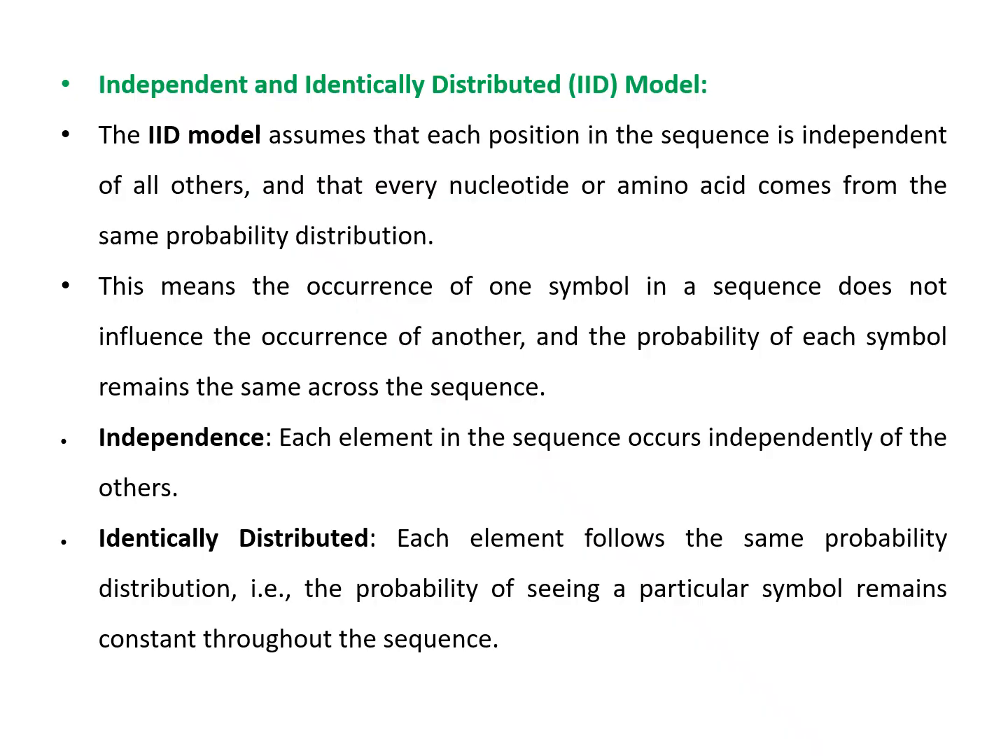The independent and identically distributed model assumes that each position in the sequence is independent of all others and that every nucleotide or amino acid comes from the same probability distribution. This means the occurrence of one symbol in a sequence does not influence the occurrence of another, and the probability of each symbol remains the same across the sequence. Independence: each element in the sequence occurs independently of the others. Identically distributed means each element follows the same probability distribution. That is, the probability of seeing a particular symbol remains constant throughout the sequence.